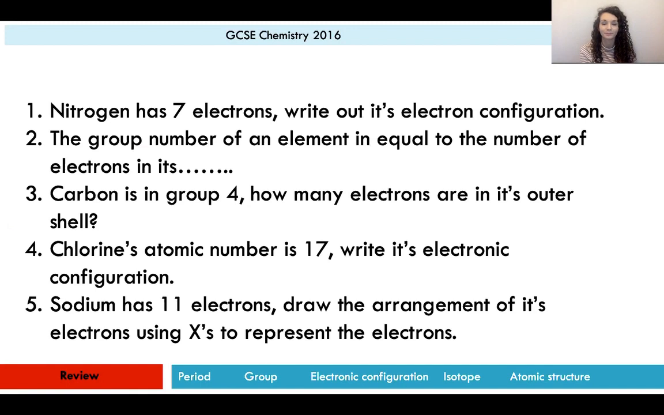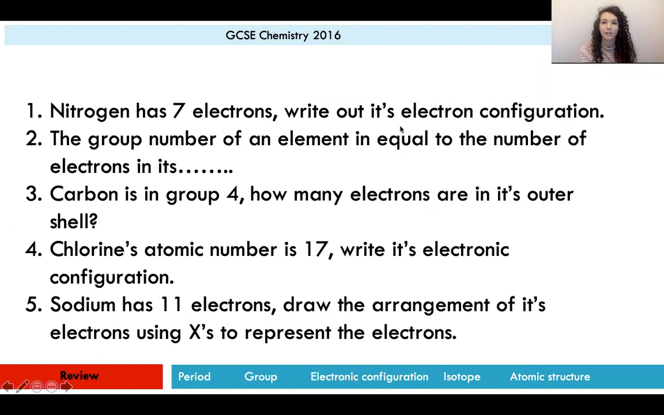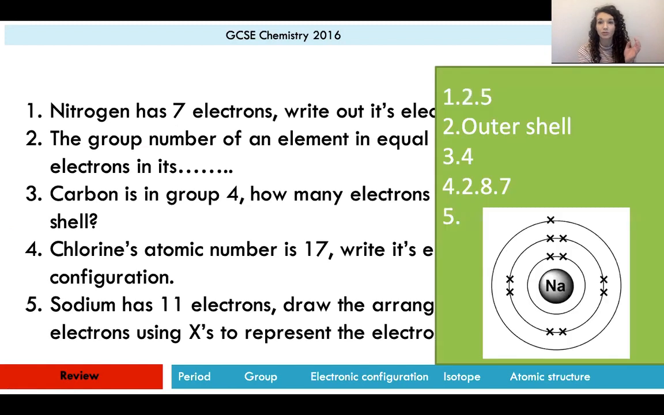Excellent, well done. So nitrogen has 7 electrons. Write out its electronic configuration. Remember we write out the numbers and then we put either full stops or commas between them. So it would be 2, because remember the first shell can only hold up to 2, and then 5. So they need to add up to 7 because nitrogen has 7 electrons. So it will be 2 in the first shell, 5 in the second shell, and that's how we write it there. So that's question number 1.